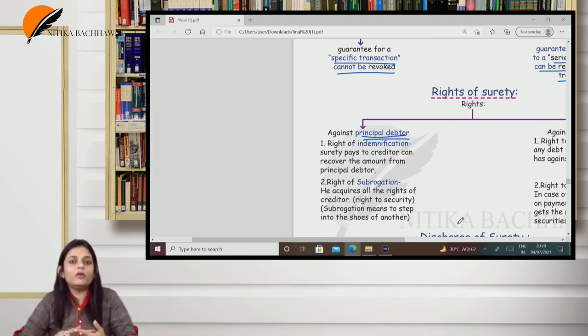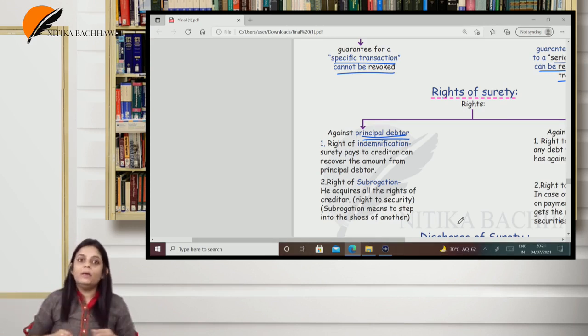First of all, the right of indemnification. Indemnify. Remember the previous contract. I have paid on your behalf, so I should get my money back, right? Whatever I have paid, please give me back. So, if the surety has paid on behalf of the principal debtor, now he can recover it from the principal debtor.